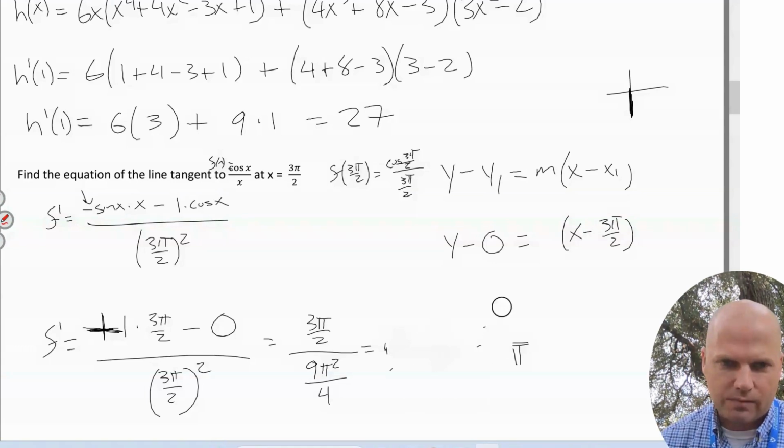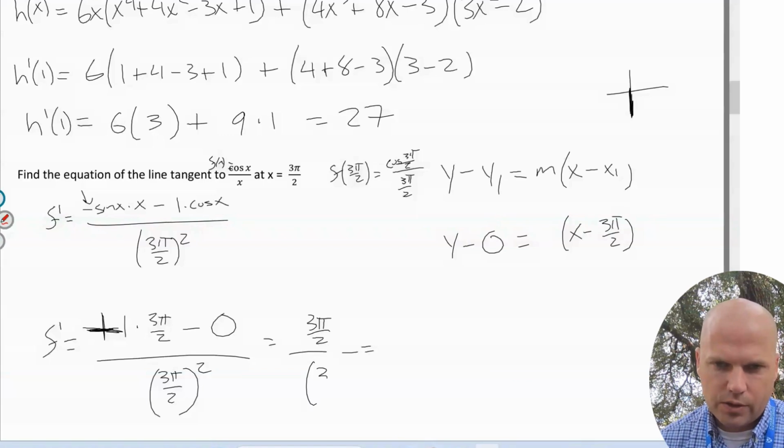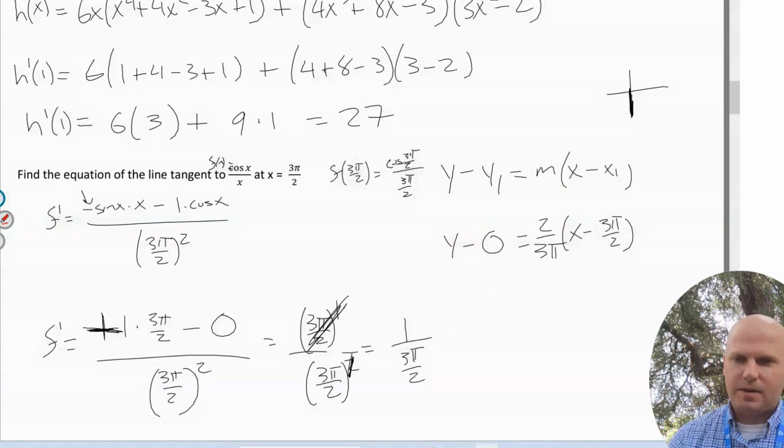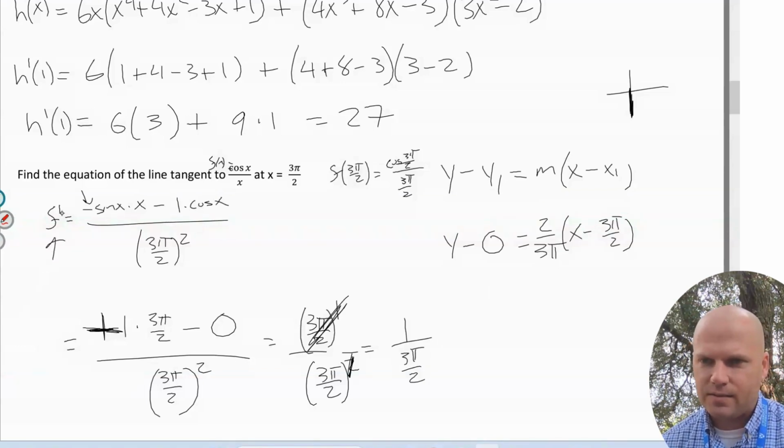Probably what I'm doing is the first way, which was just saying 1 3 pi over 2 cancels with 1 3 pi over 2, leaving us with 1 3 pi over 2 on the bottom, which flips to be 2 over 3 pi. That's my slope. This is my slope of f at x. This is my slope of f at 3 pi over 2.